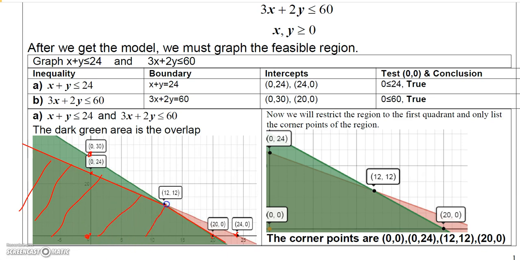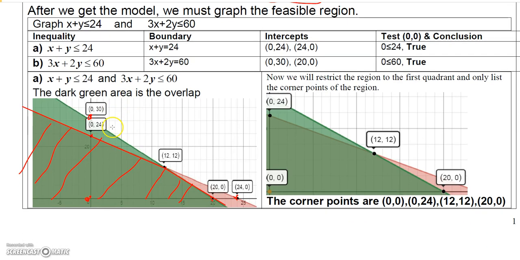So I've already got it shaded. You can see the darker green area is the shaded region. Okay, now, right now I haven't brought in these two yet, where x and y is greater than or equal to 0. If I bring those two in, then that actually restricts this region to the first quadrant. So basically what I'll get is a region that looks something like this.